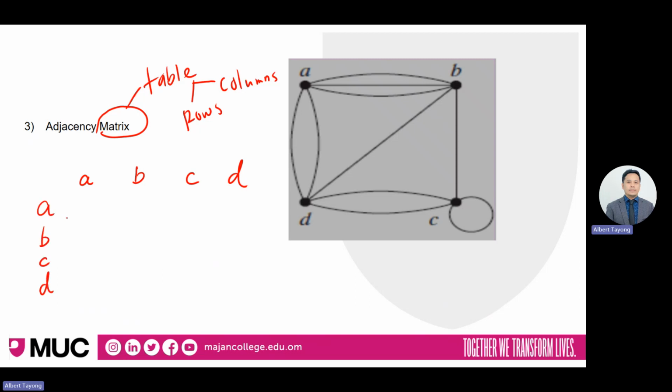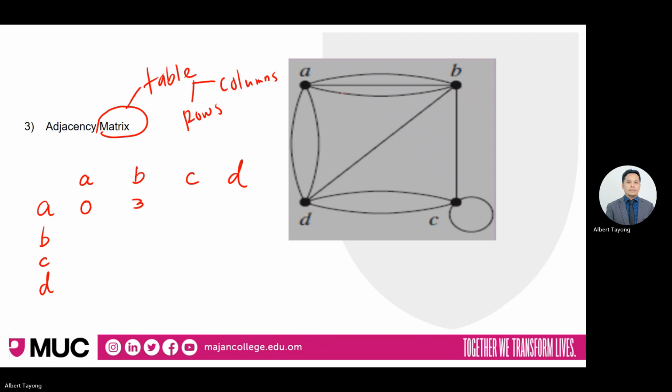Okay, to avoid confusion. Right, so now from A to A, we don't have any loop here. So this will be 0. Okay, because there's no loop. From A to B, we have 3.